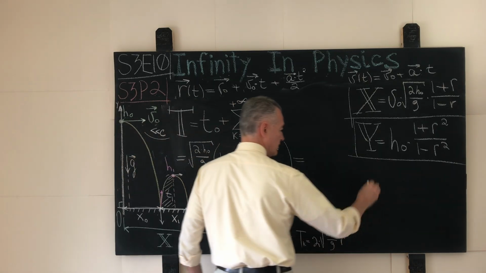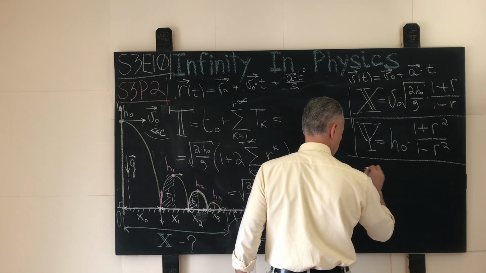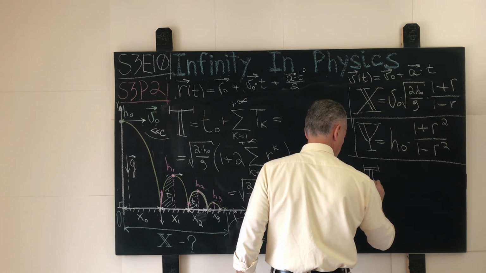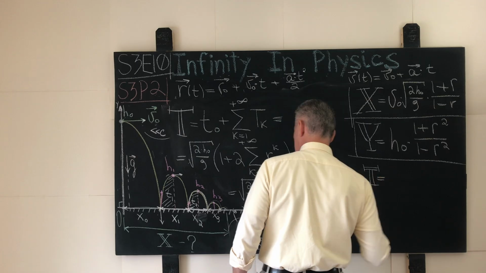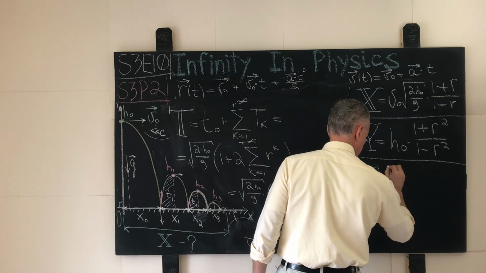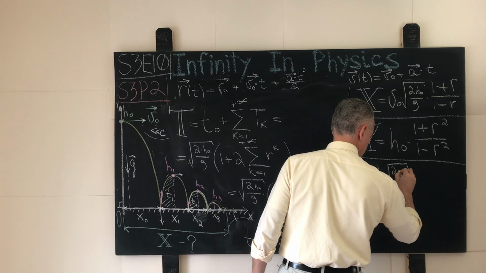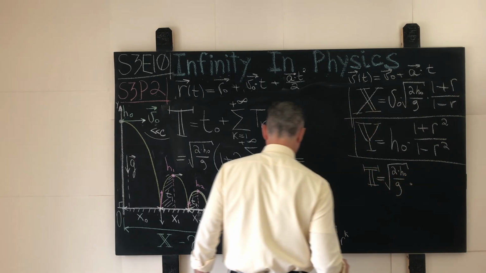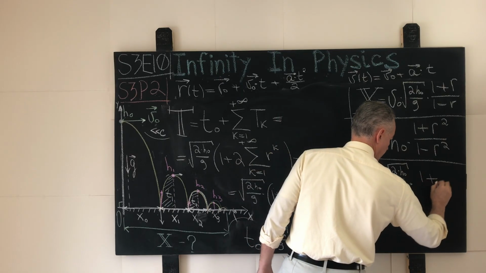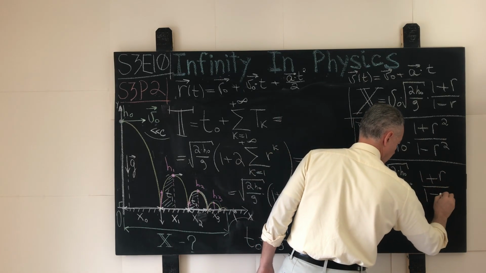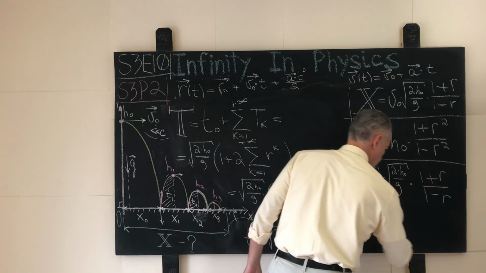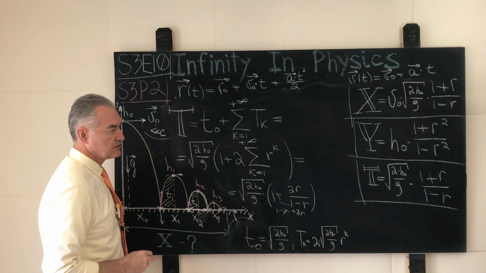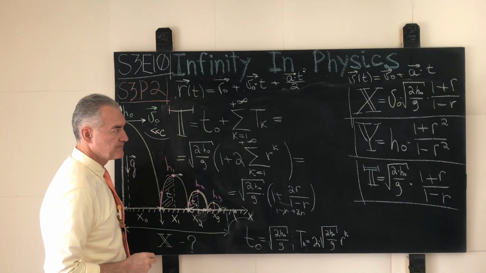So now we can write down the result for the total time that our chicken spent airborne, and that time will be the square root of 2 times h0 over g times (1 plus r) divided by (1 minus r). This is yet another result.